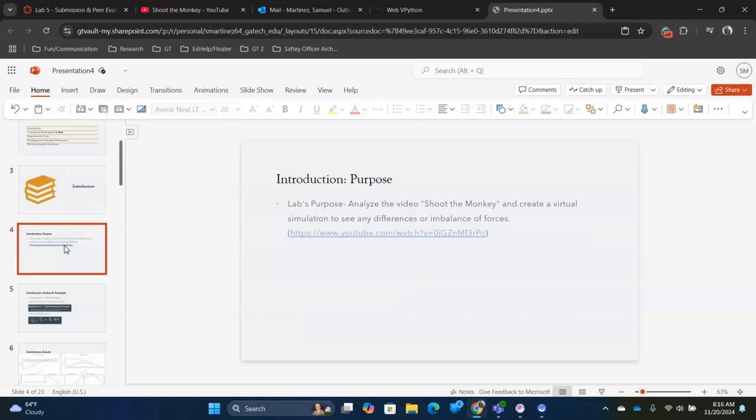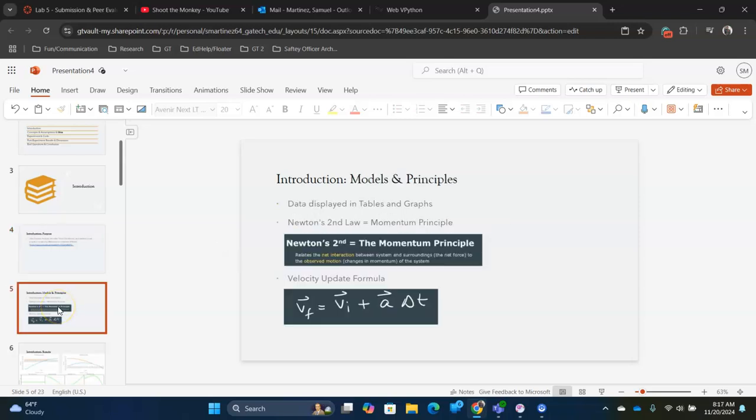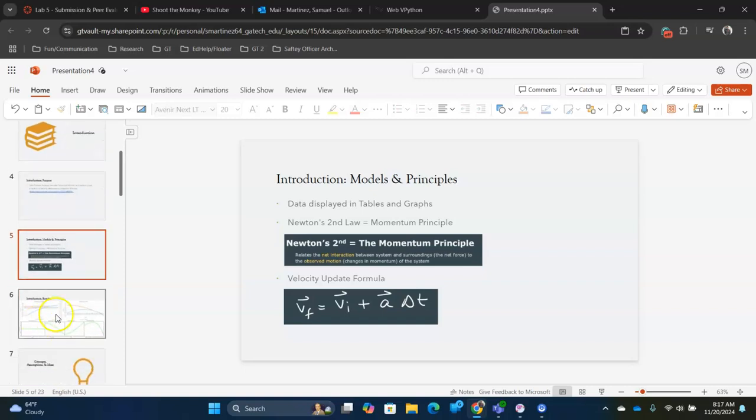The lab's purpose is to analyze the video Shoot the Monkey from this YouTube link. This is akin to the Shoot the Monkey video that was shown in class earlier in the semester, and the goal is to take the real life video and a GlowScript experiment and compare the two and see how they differ. Important models for this will be Newton's second law and the momentum principle, specifically the velocity update formula, and using that for a curving motion.